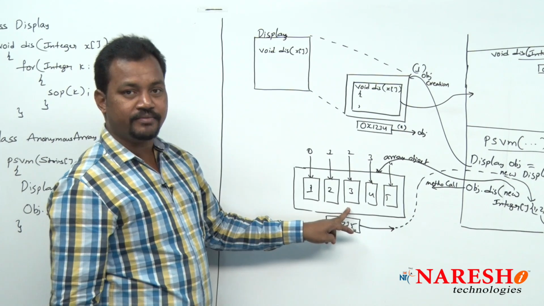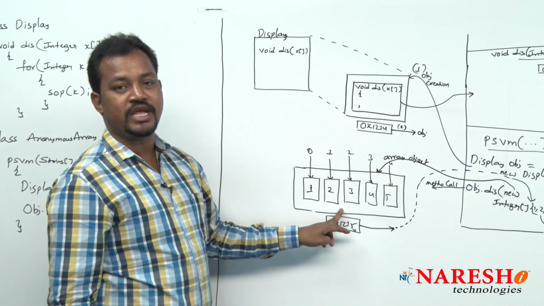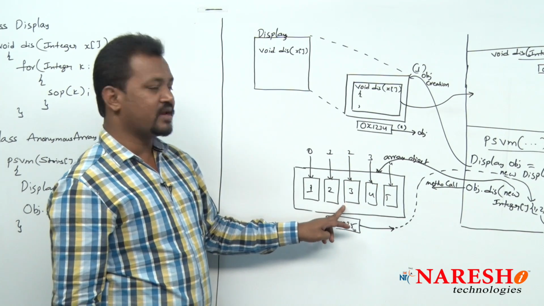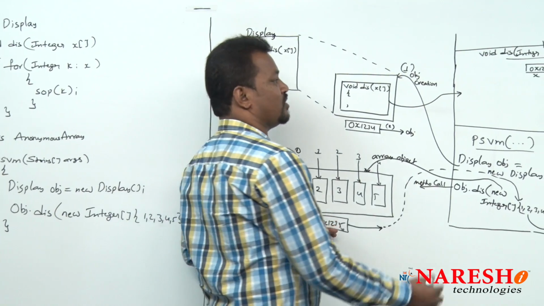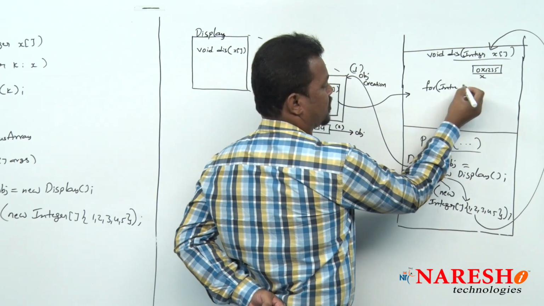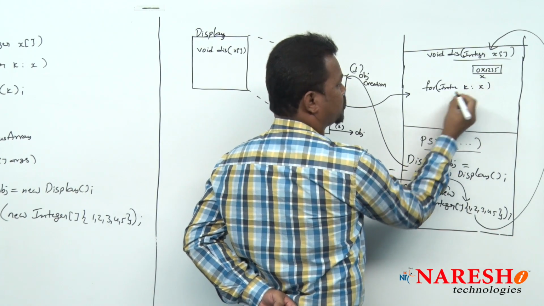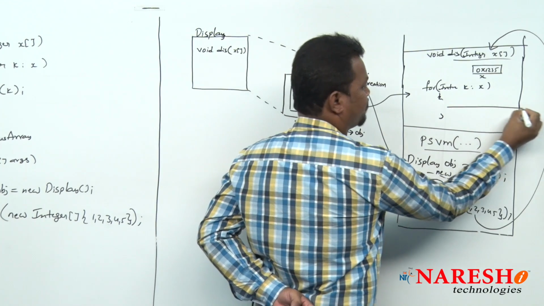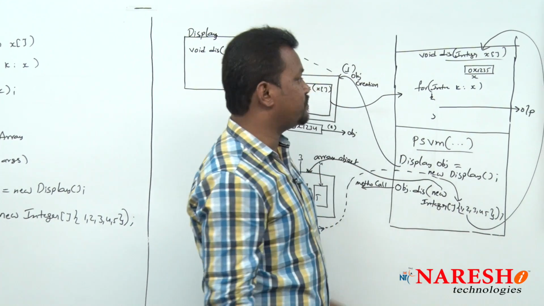So temporarily this array object is having a name known as x. So finally the execution will be here now. Here integer k and x, the output will come from here. Already you know the execution process.